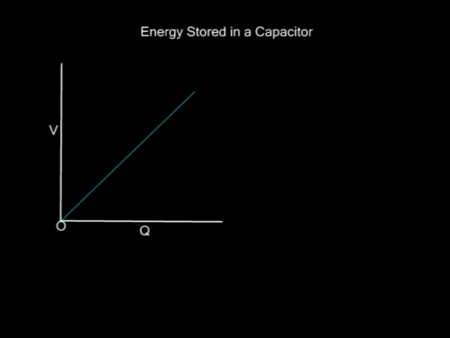A plot of potential difference V against charge Q for a charging capacitor gives a straight line through the origin. The area of triangle OAB is equal to a half Q times V, but then QV is equal to work done in moving a charge Q through a potential difference of V volts. This is the energy stored in a charged capacitor.